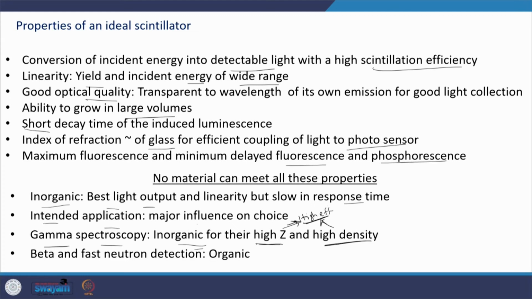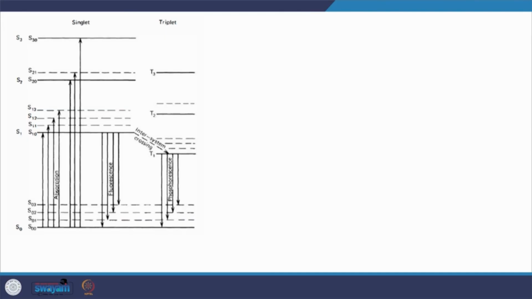All right. And normally for detecting beta particles and fast neutrons, we use organic scintillators, because considering the nature of interaction of beta particles and neutrons, we prefer organic molecules which normally contain hydrocarbons, and the interaction of these neutrons with the hydrocarbons leads to better nuclear reaction probability. All right. And this is how an organic scintillator works.